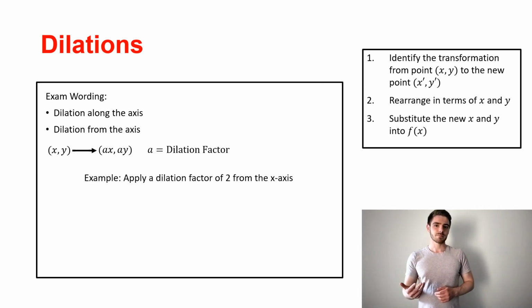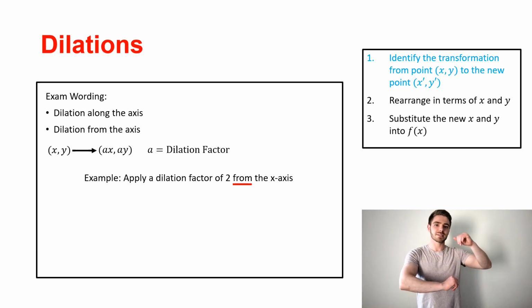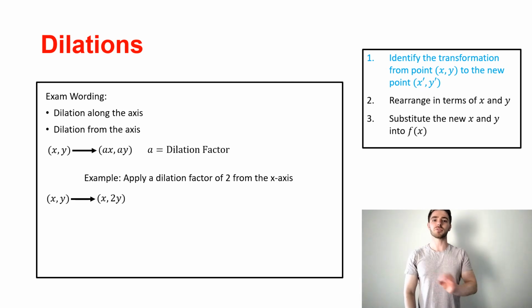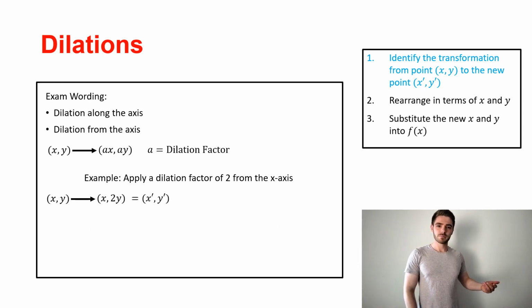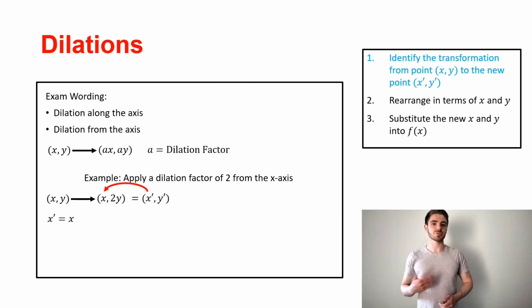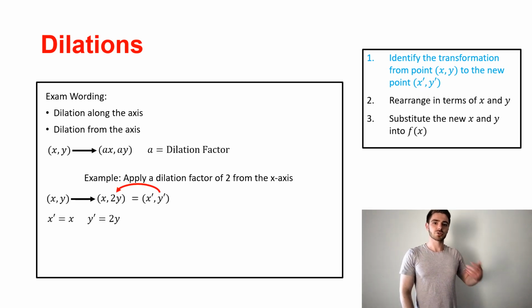Let's try this example. Suppose we want to apply a dilation factor of 2 from the x-axis. First, we need to identify what the transformation is. Well, we know it's a dilation from the x-axis. That means it's going away from the x-axis, so our dilation factor of 2 must apply to the y value, not the x value. We can write this as an expression. Remember that the right-hand side is given by (x', y')? Well, all we need to do is write that as an equation. So we have x' = x, and y' = 2y.